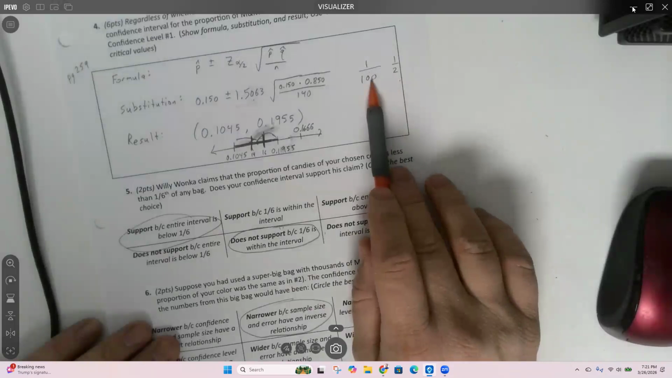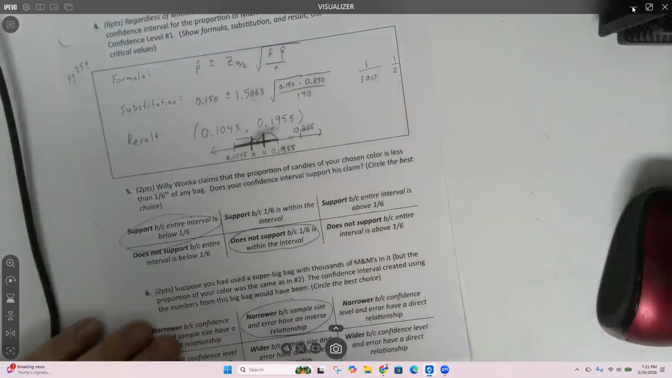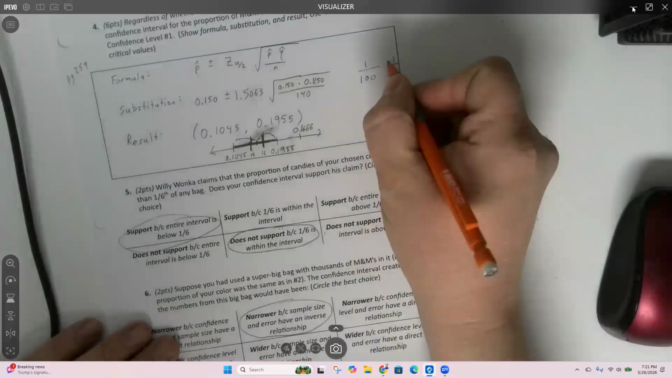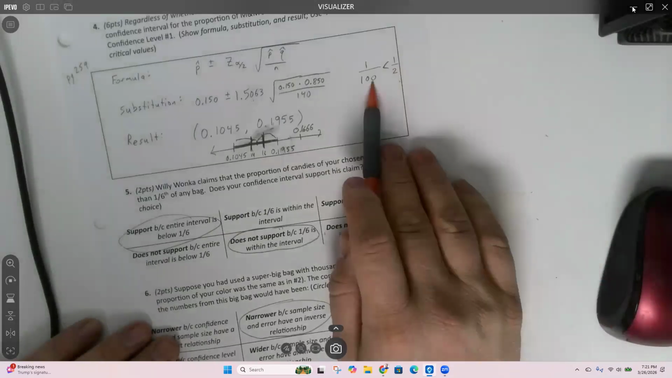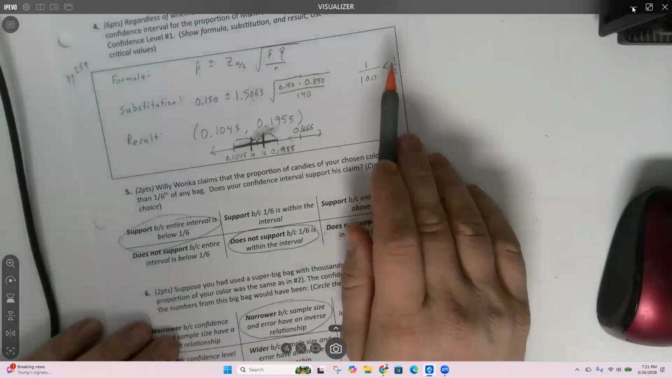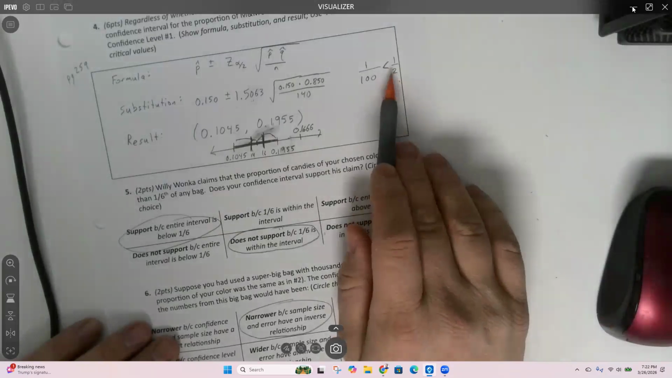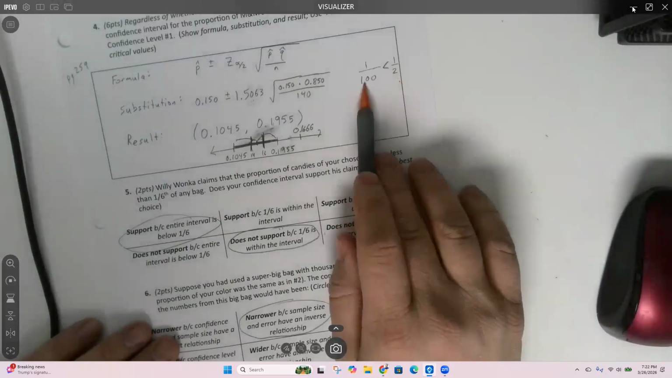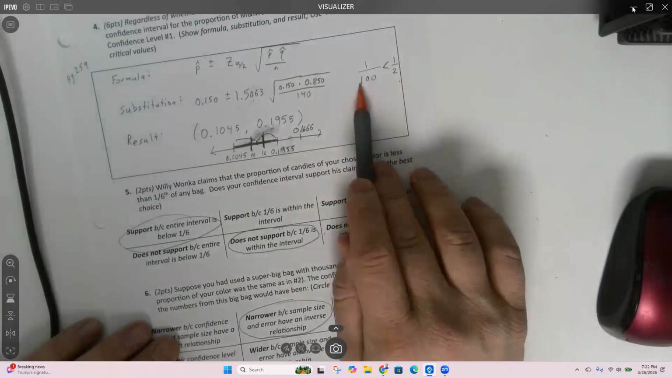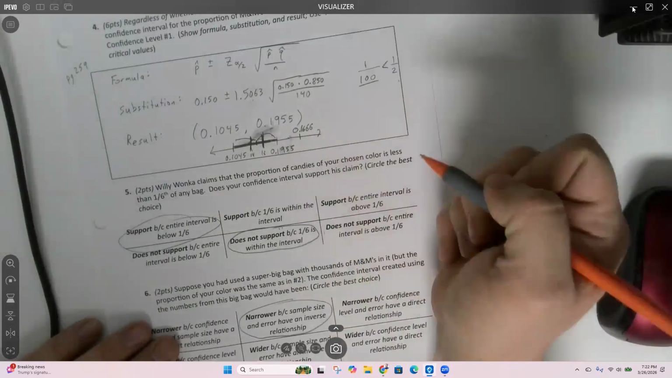Which of these is bigger? 1 over 100 or 1 over 2? 1/2 is bigger than 1 over 100. A half dollar, 50 cents, is definitely worth more than a penny. But that doesn't make any sense, but the number 100 is definitely bigger than 2.